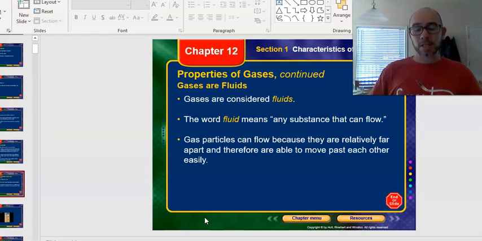So fluid means any substance that can flow. I mean, if you turn the air conditioning on, you got gases flowing, right? They're moving through ducting. They're being pumped. They're being pushed. And then by densities and by temperatures, they're rising or falling, and you got a fan inside, and it's moving the gases around. So definitely they flow. They're relatively far apart and able to move past each other easily. They flow very well.